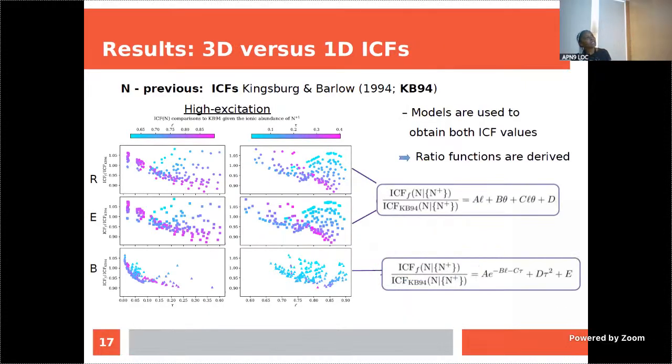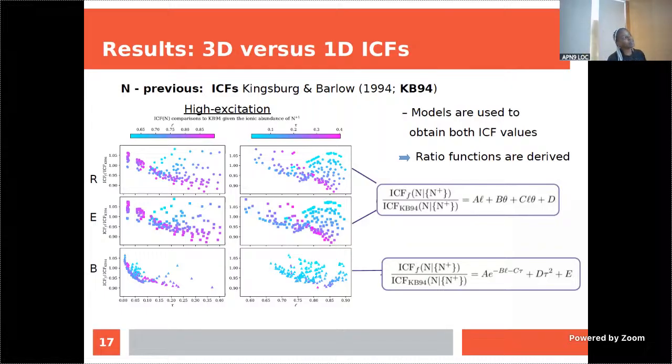Then another important thing to do is comparing these with the 1D cases. The ICF is based on Cloudy photoionization models, and we compare with the two recipes that are the most used. You take the ICFs that we derived, then you also use the models to obtain the ICFs following the recipes in Kingsburgh and Barlow 94. And then you have here the data points that are the ratio of these two values, I mean, the discrepancy between one and another of these ICFs.